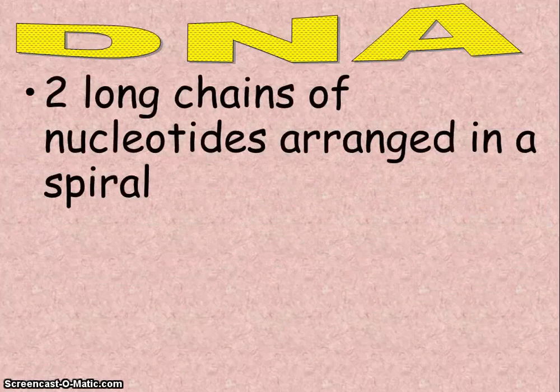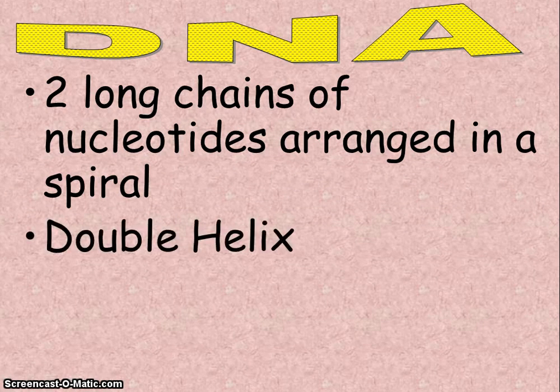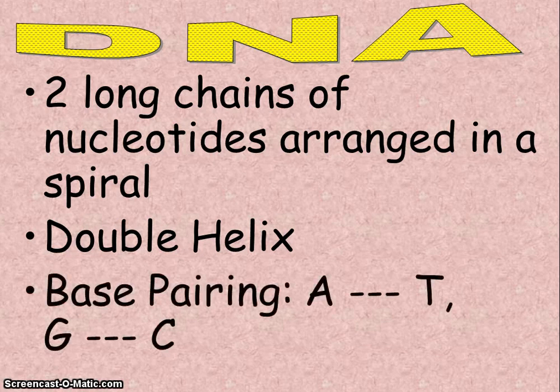Okay, so DNA is made up of 2 long chains of nucleotides that are arranged in a spiral. So we call this a double helix. Base pairing occurs. We have a purine matching up with a pyrimidine. So A goes with T and vice versa, okay, and G goes with C.